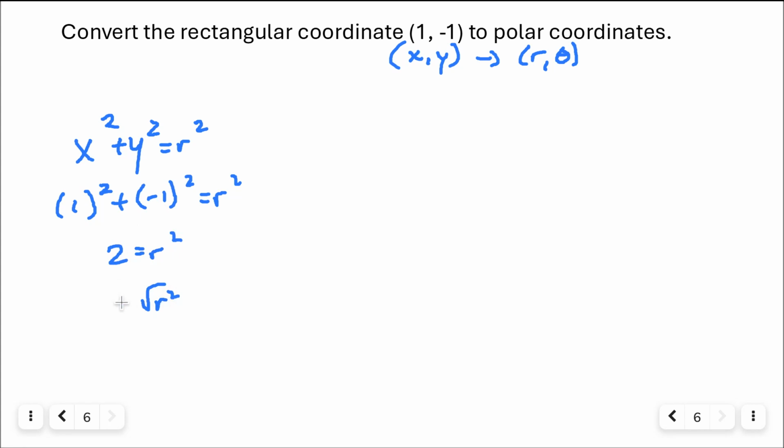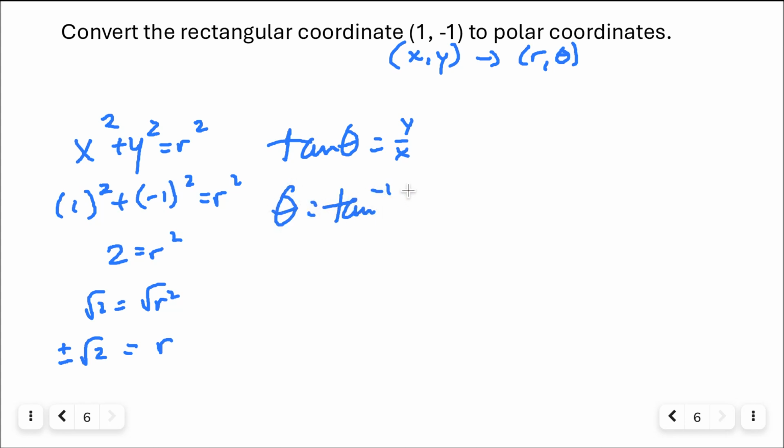So if I take the square root on both sides, I get r equals plus or minus square root 2. We'll sort out the fact that it's plus or minus in a minute, and we'll see how that can work. But now we also know that tangent theta is equal to y over x. So theta is just the inverse tangent of y over x. So theta would be the inverse tangent of -1 over 1. So that's the inverse tangent of -1.